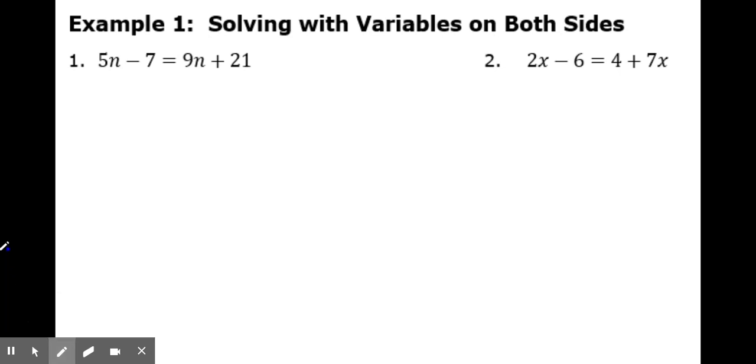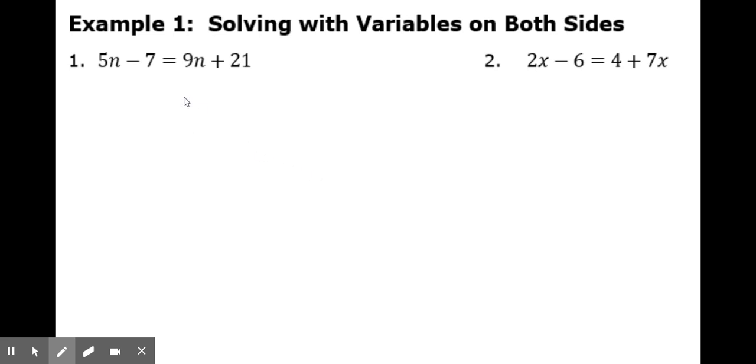Example 1, solving with variables on both sides. So the 4 problems that we investigate today are just going to be basic examples, just showing us the process of how to solve when there's a variable on both sides. Let's take a look at problem number 1.